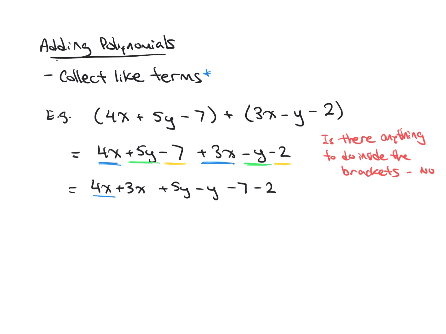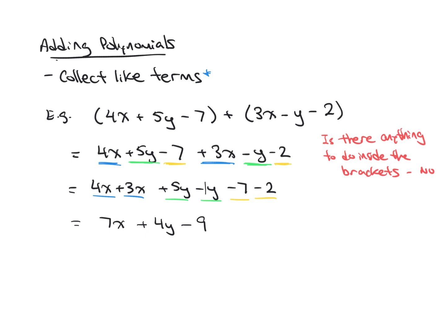So that's called collecting like terms. I'm just going to underline these the same colors I had them in the previous step so you can see where everything went. Now, the like terms can be simplified. 4x plus 3x makes 7x. And then 5y minus y makes positive 4y. The minus y is like minus 1y. And then the negative 7 minus 2 makes negative 9.